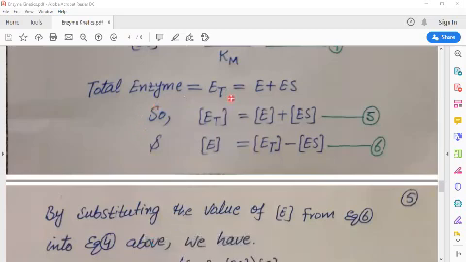Total enzyme ET is equal to the free enzyme plus the enzyme which binds with the substrate to form the enzyme substrate complex. So we can write total enzyme concentration equal to enzyme concentration plus enzyme substrate concentration. This is equation 5. And from here, we can write enzyme concentration equal to ET minus ES. This is equation 6.